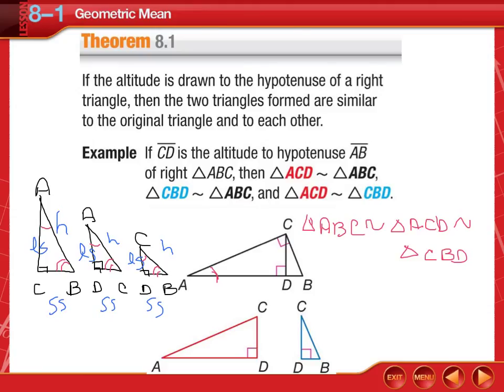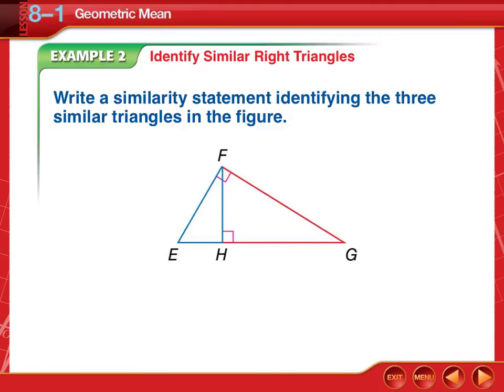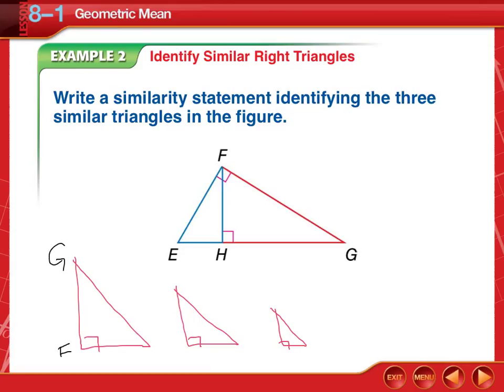So let's take a look at this triangle, write a similarity statement. Again, I find it very helpful to split out the triangles. There's the largest one, here's the medium, and here's the small. I don't know why, but I always seem to want to put the right angle down in the lower left, in which case on the large triangle that would be F. G is at the top of the long side, and E is over on the other side of the short.